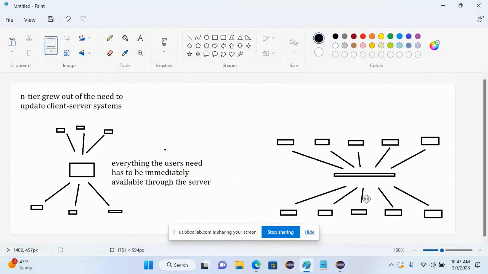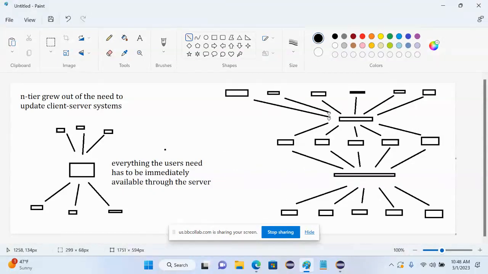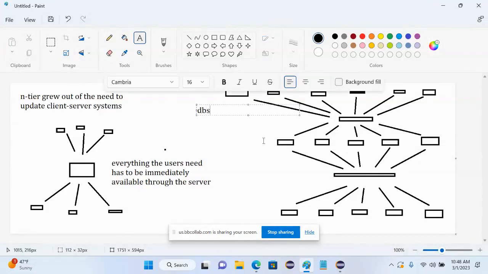Ta-da. Those are your clients. And again, each of these things has a similar case going to the many, many database machines, right? So there's many database machines, and there's an interface between them. And every server machine can fairly easily connect to any database machine through that interface. That's what N-tier architecture really is. I'll label this stuff: DBs, servers, clients.